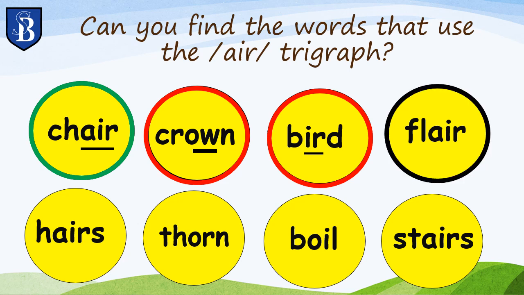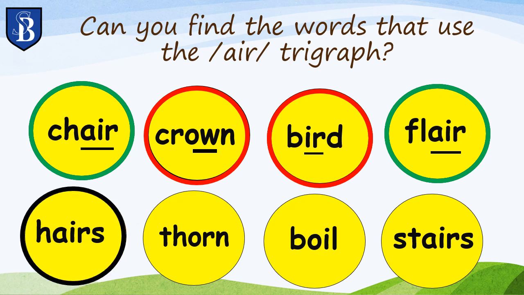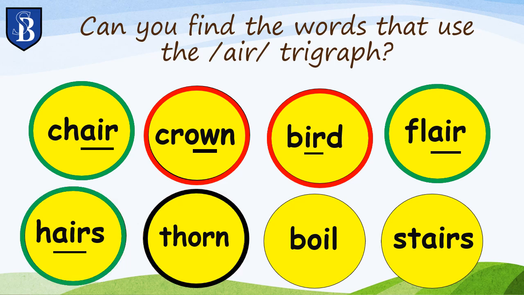How about this word? Can you see the letters A, I, R? Yes, there they are. The word is flare, and it does use the air trigraph. How about this word? Can you see the air trigraph here? Yes, there it is in the middle of the word. The word is hairs, and it does use the air trigraph. How about this word? No, I can't see it either. The word is thorn with that or digraph. It doesn't use the air trigraph.